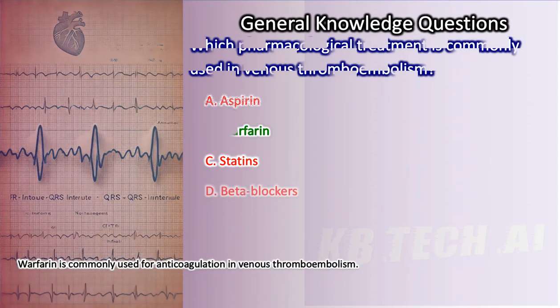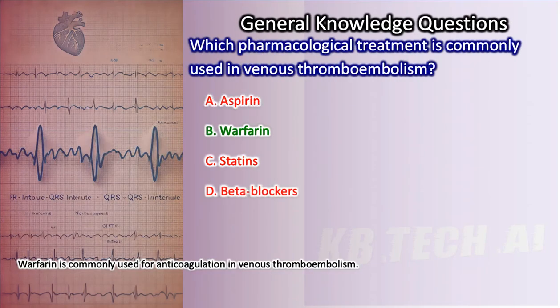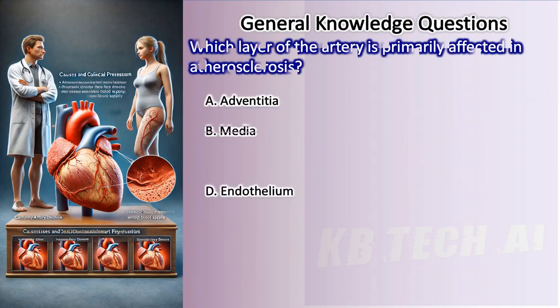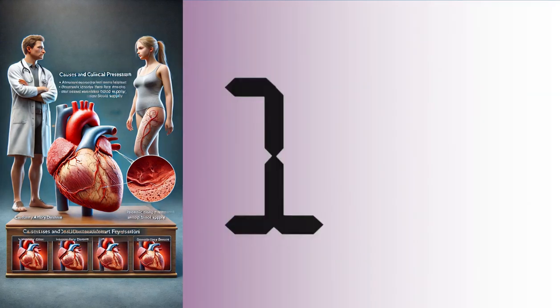The answer is Option 2. Warfarin. Which layer of the artery is primarily affected in atherosclerosis? Option 1. Adventitia. Option 2. Media. Option 3. Intima. Option 4. Endothelium.